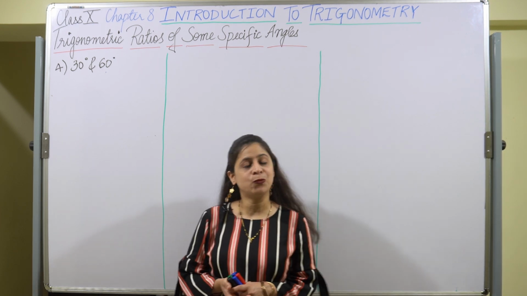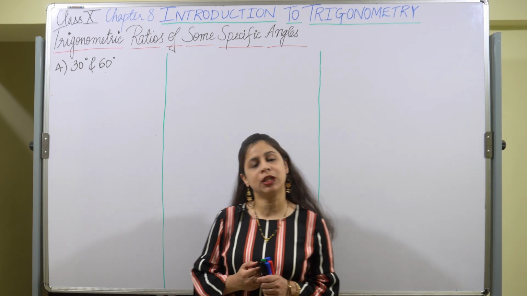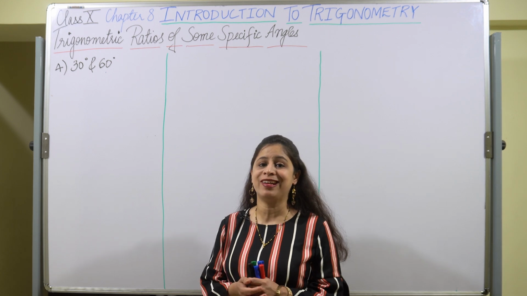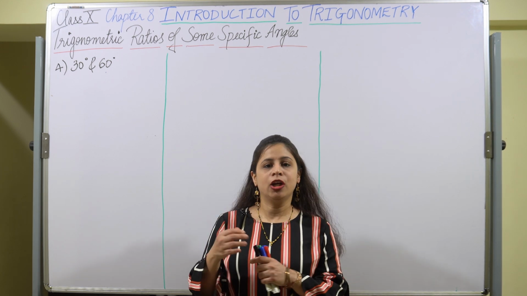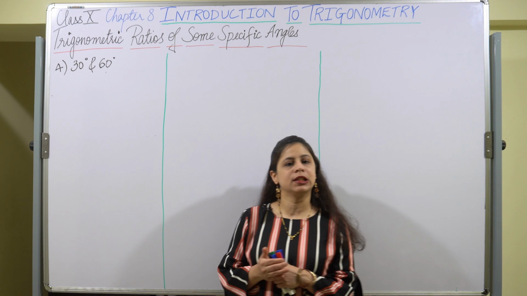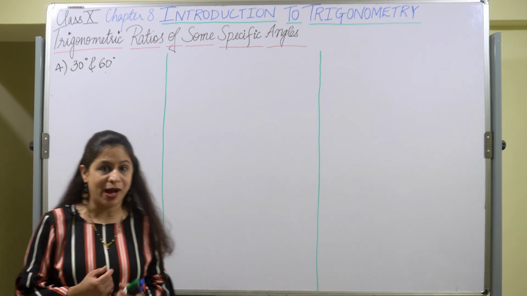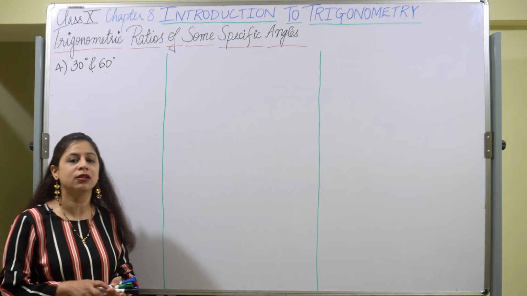So let us start with the trigonometric ratios of 30 degrees and 60 degrees. We have already seen the trigonometric ratios of 45 degrees, 0 degrees and 90 degrees. Now let us move ahead towards 30 degrees and 60 degrees. For that we need a right angle triangle. So let us start drawing the triangle.